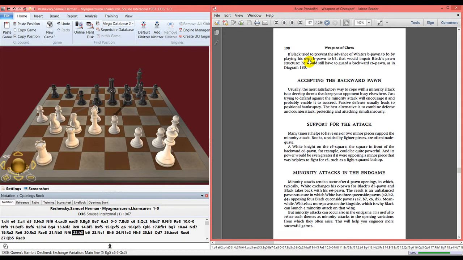Let's go ahead and take a look at the next part. Oh yeah, there is something here I want you guys to see. This support for the attack. That's something to go ahead and take notes on.